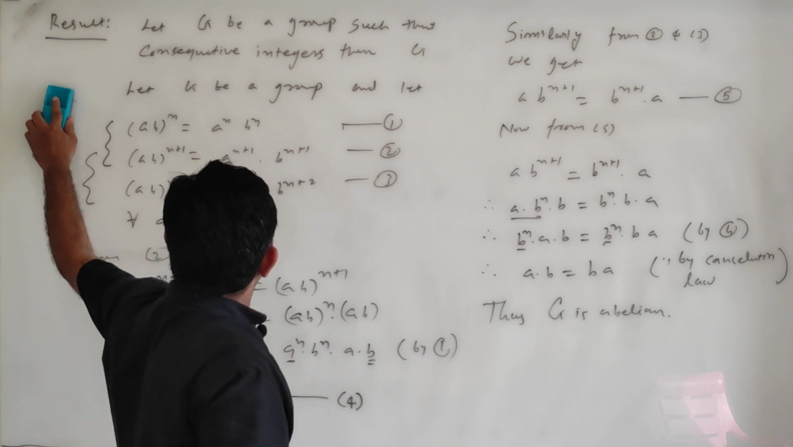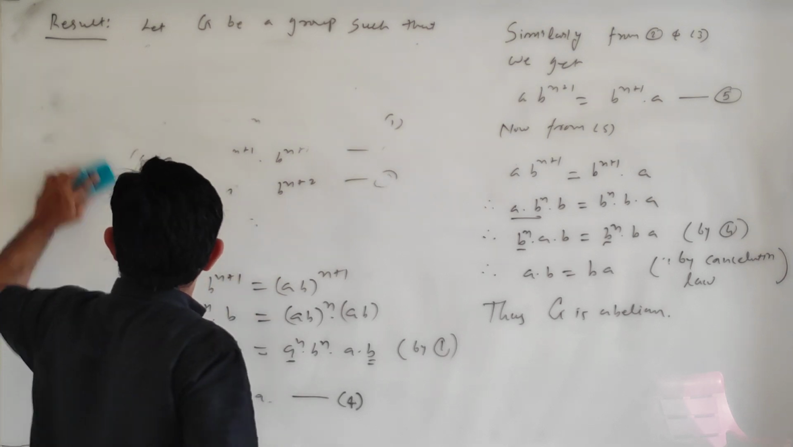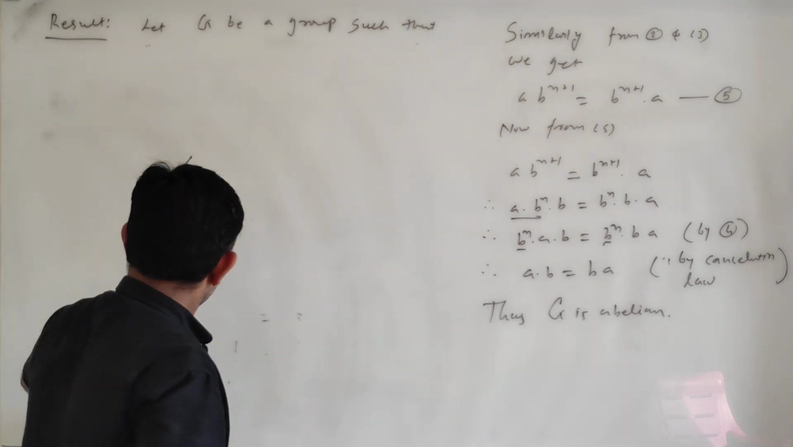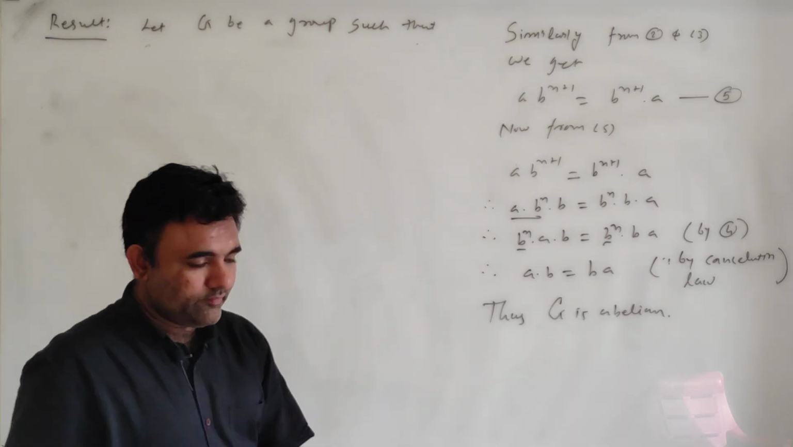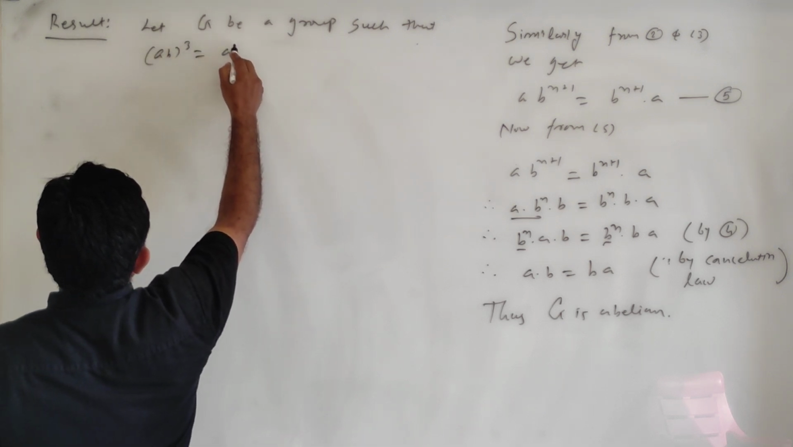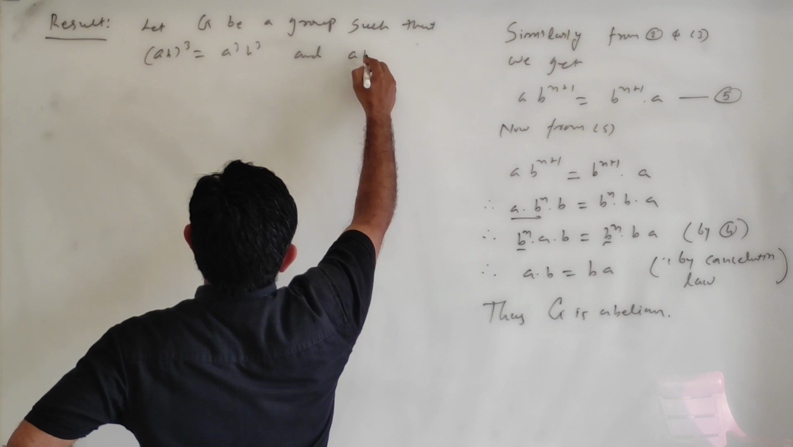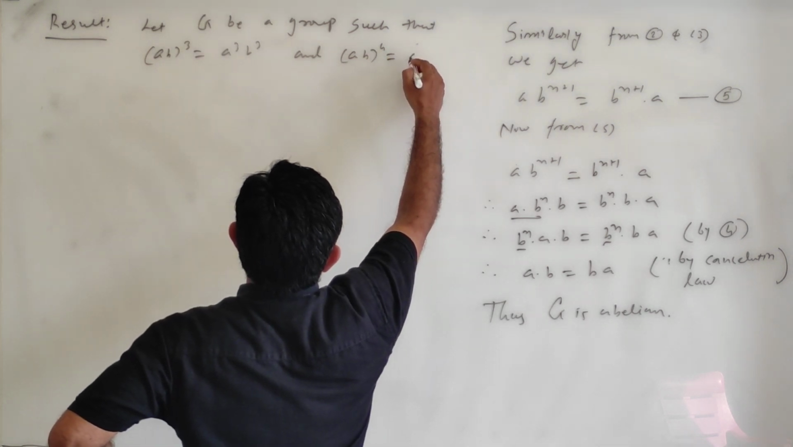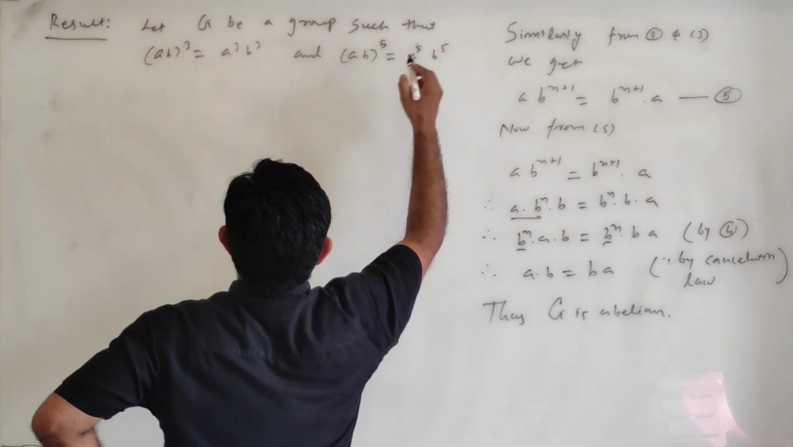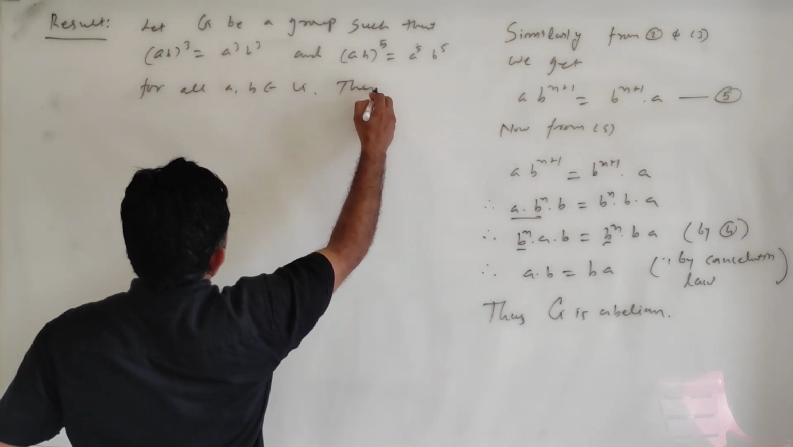Now let us see one more result. Let G be a group such that ab cubed is equal to a cubed b cubed, and ab raised to 4 is equal to a raised to 4 b raised to 4, and ab raised to 5 is equal to a raised to 5 b raised to 5, for all a, b belonging to G. Then G is abelian.